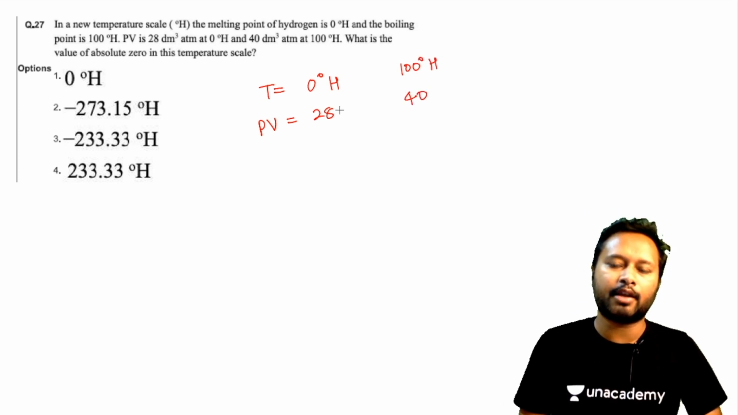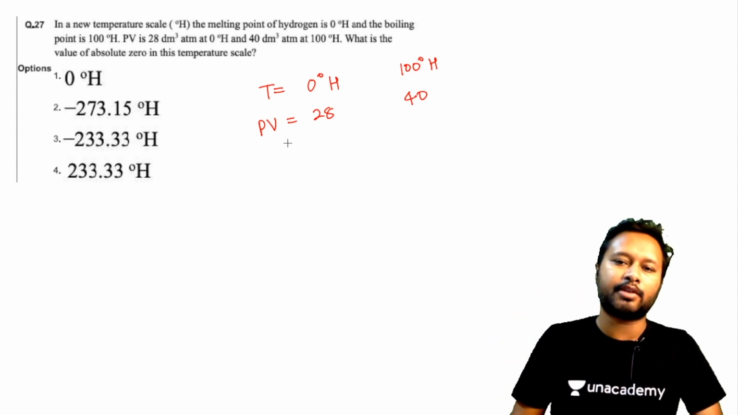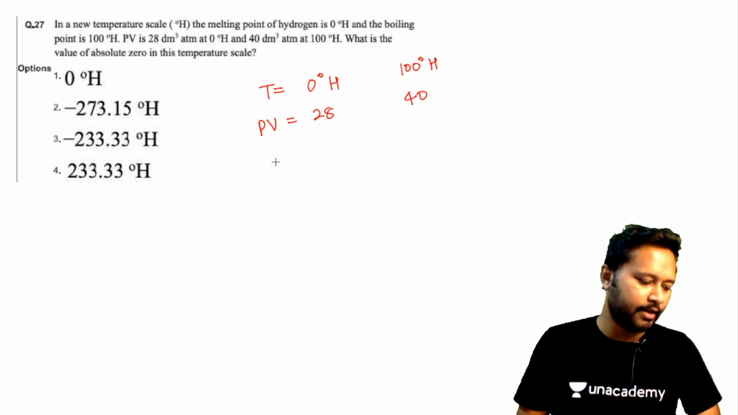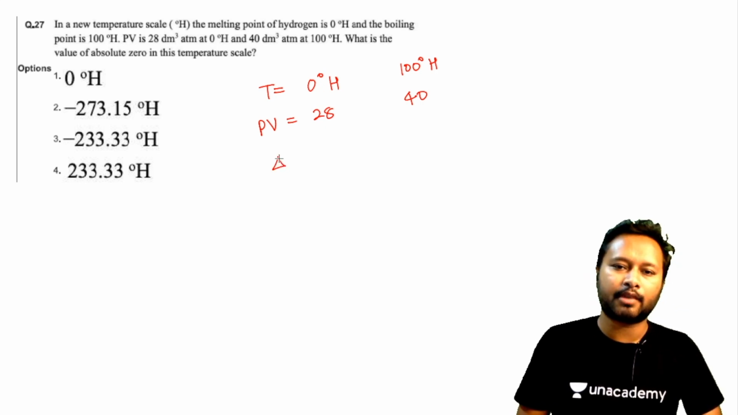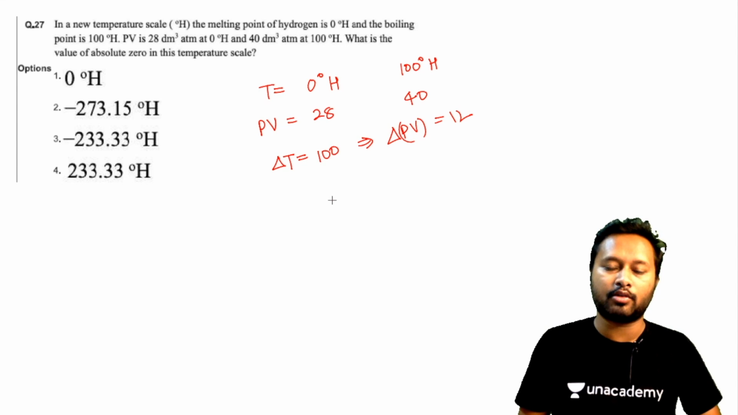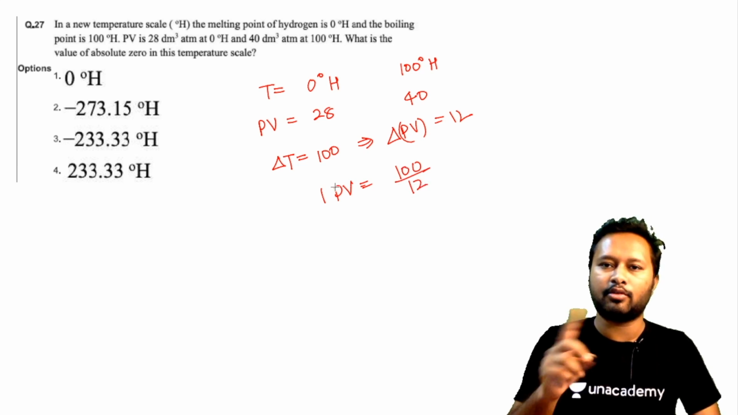So you can see when I'm changing my temperature from 0 to 100, that means a 100 degree Celsius change in temperature is causing only a 12 unit change in PV. So what I can say is, when delta T is equal to 100, the change in delta PV is only 12. So I can calculate what 1 PV change is going to cause, right? So 1 PV change, in terms of temperature, will be 100 divided by 12. So that is the value which 1 PV is going to cause.